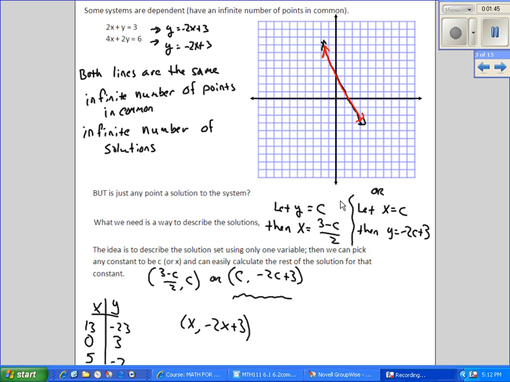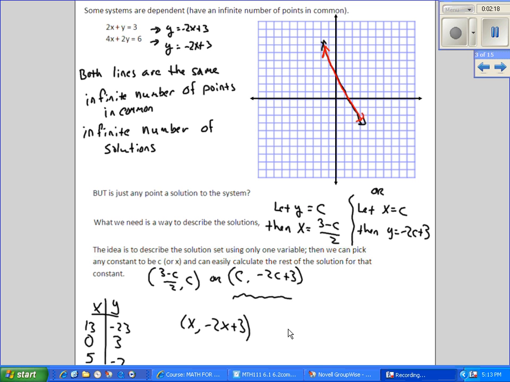So one way to do it is to say y equals some arbitrary constant, and then describe x in terms of that constant, or we could say let x be an arbitrary constant and describe y in terms of that constant. The idea is to have something so that we could easily then find pairs of values that are solutions to the equation. So the C notation bugs a lot of students. If you just want to say the solution is x and then describe y in terms of x, that's okay. It means exactly the same thing as describing it in terms of C.